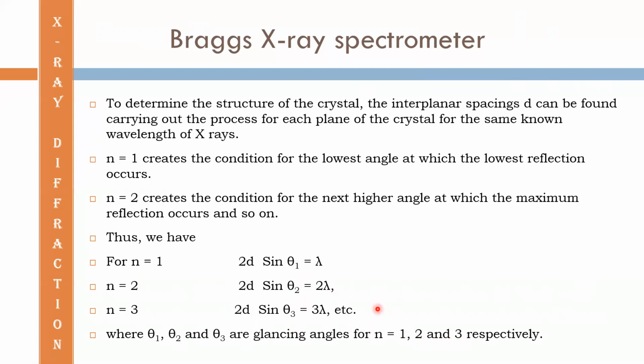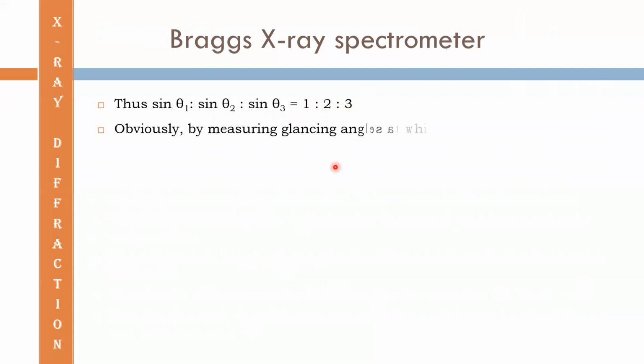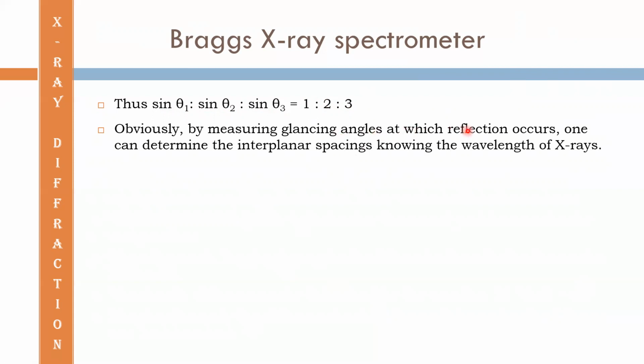The ratio of sines of the glancing angles, sine theta 1 is to sine theta 2 is to sine theta 3, must be equal to 1 is to 2 is to 3. Obviously, by measuring the glancing angles at which the reflection occurs, one can determine the interplanar spacing knowing the wavelength of X-rays.